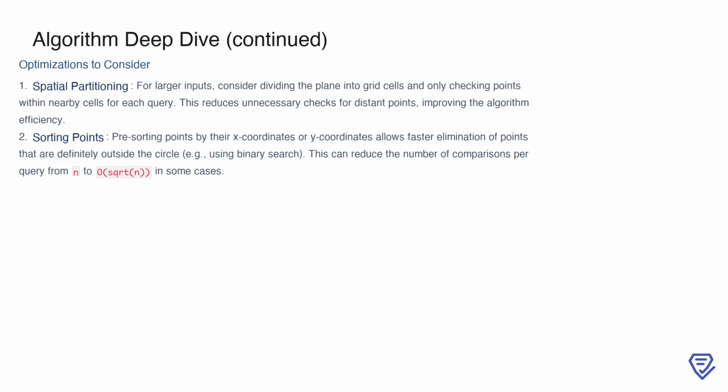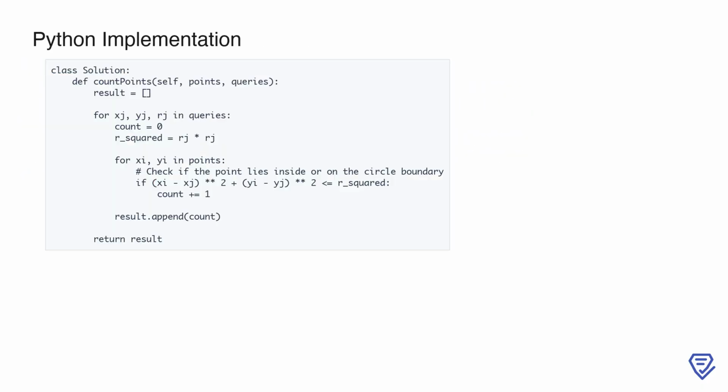These techniques provide a foundation for enhancing the brute force method in tackling more complex scenarios efficiently. This Python implementation solves LeetCode problem number 1828, queries on number of points inside a circle. The problem requires determining how many points lie inside or on the boundary of a circle for a series of circular queries. The solution is in the countPoints method, which takes two inputs, points, a list of 2D points on the plane, and queries, a list of circular queries where each query specifies a circle's center and radius.